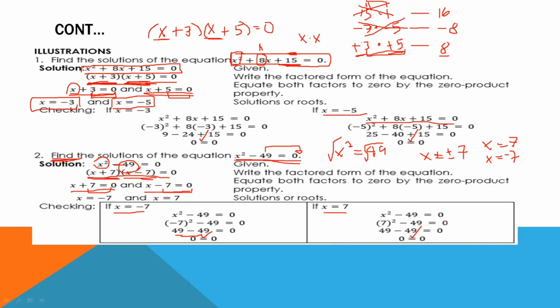So, ayan po yung pagkuha natin ng ating solutions using factoring. So, I hope you learned a lot and thank you for listening.